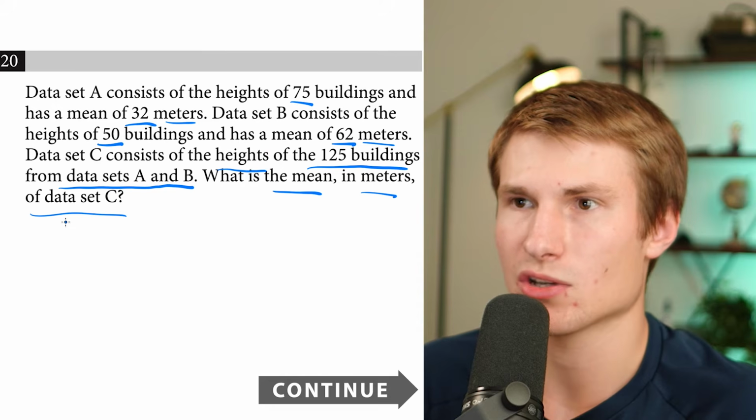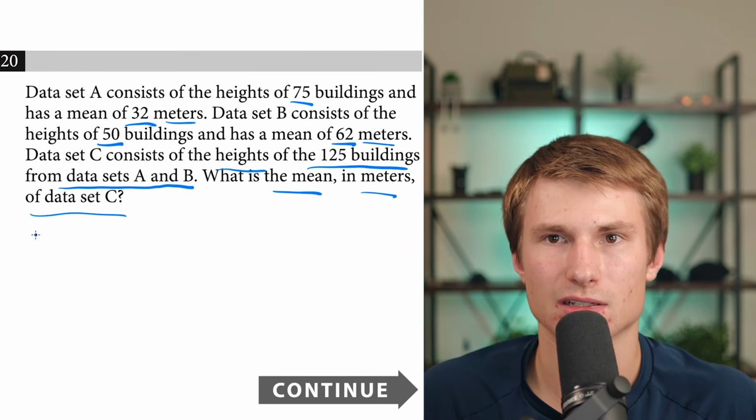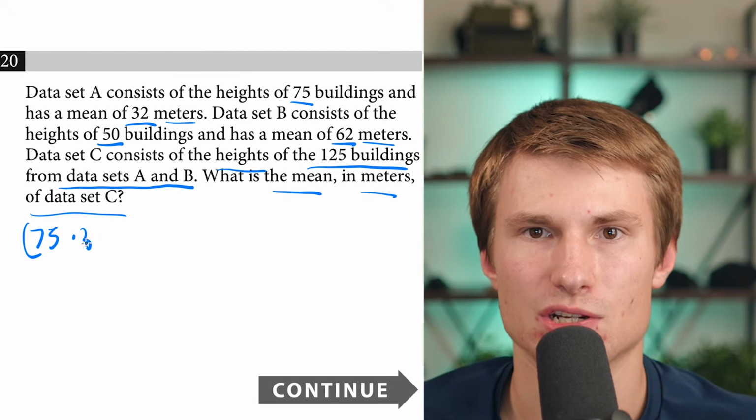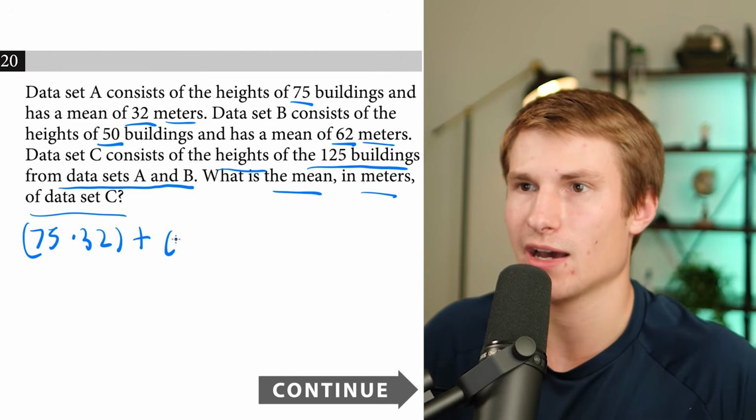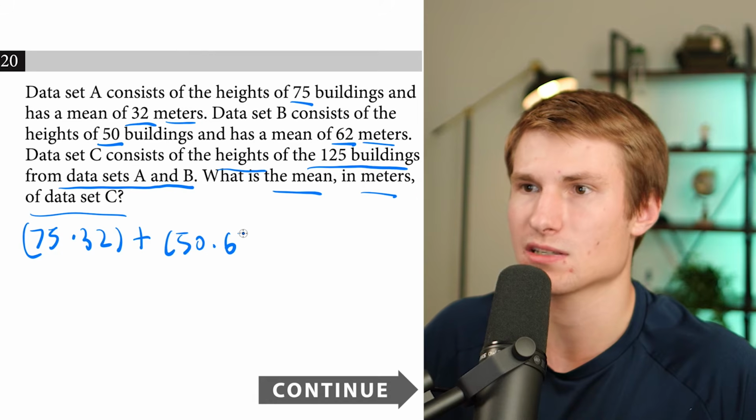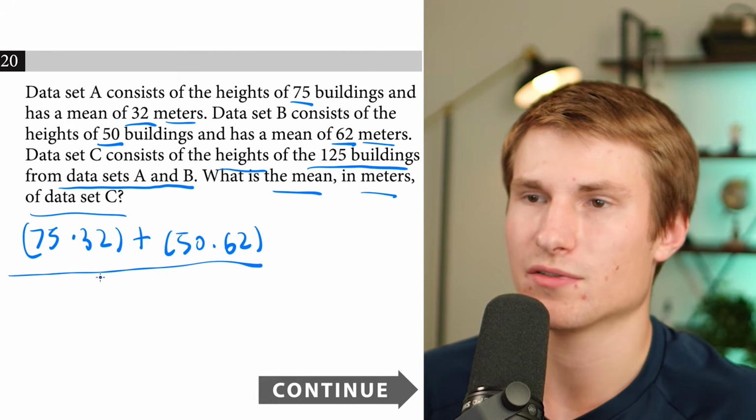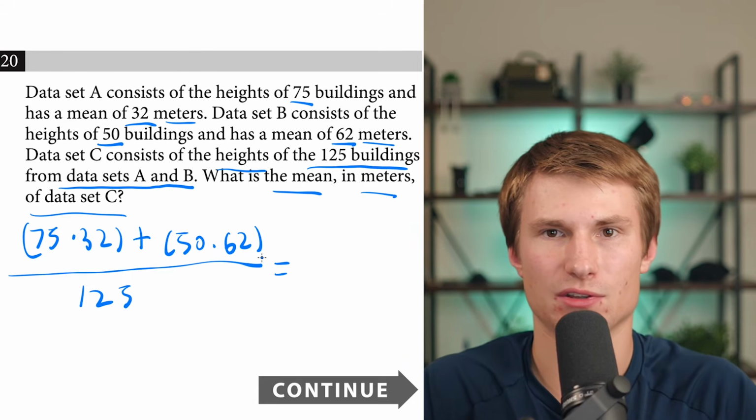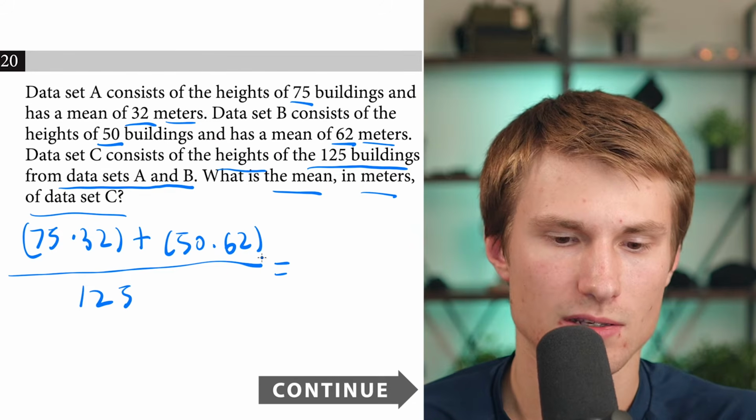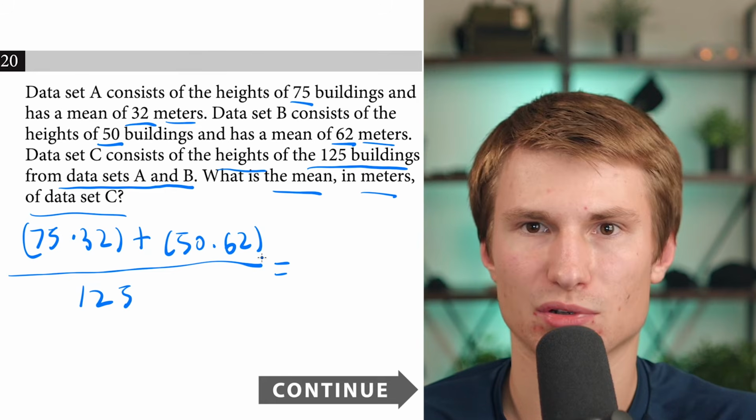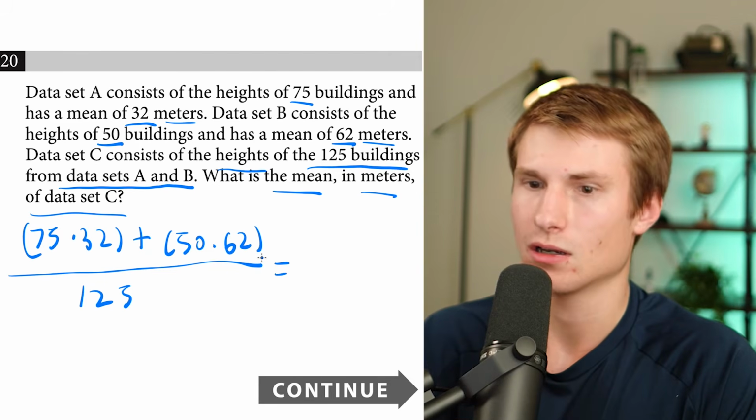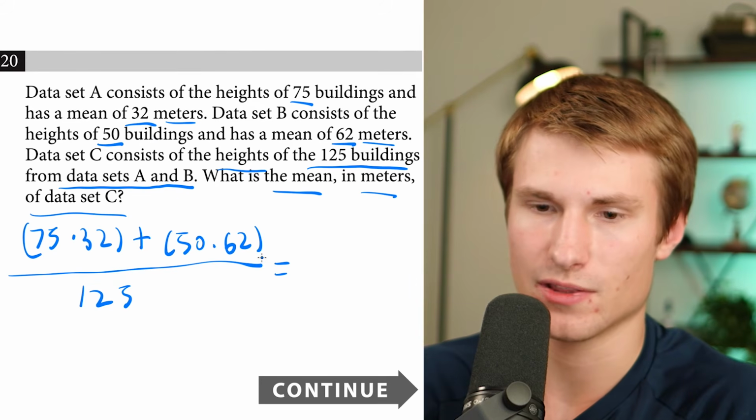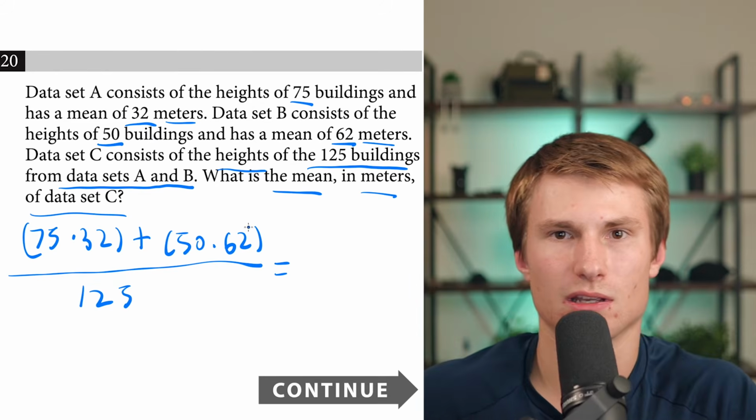So let's go ahead and start by calculating the total height. So we've got, to start, 75 buildings with a mean of 32. So 75 times 32. We have to add on to that our 50 buildings that have a mean of 62. That will give us our total height. Now we have to divide by our total number of buildings, which is 125. Now let's put this into our calculator to get the new mean of dataset C. 75 times 32 plus 50 times 62. It's going to give us 5,500. Divide that by 125. Okay, that's going to get us 44.